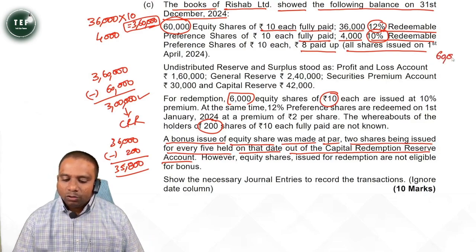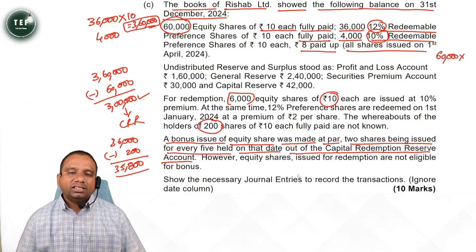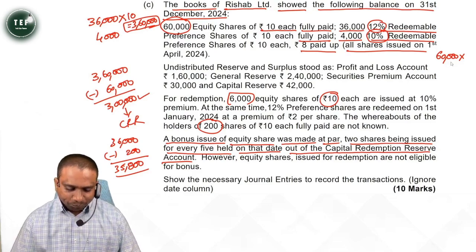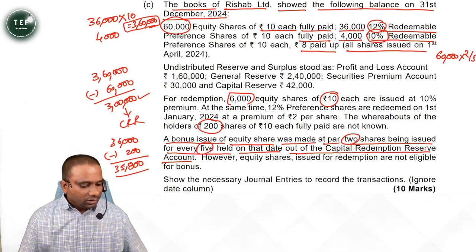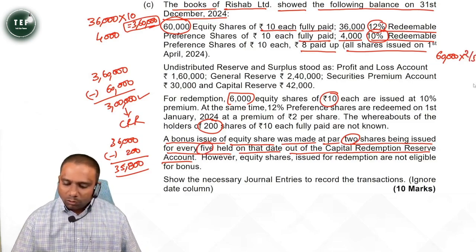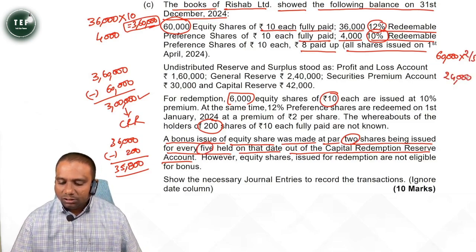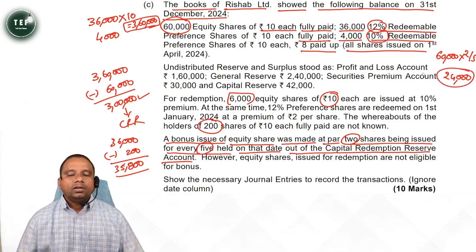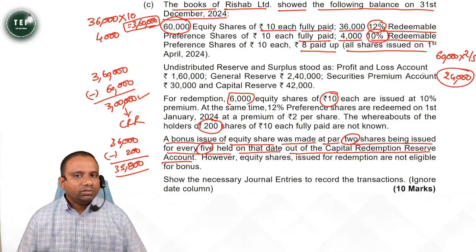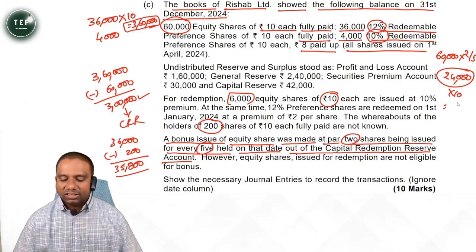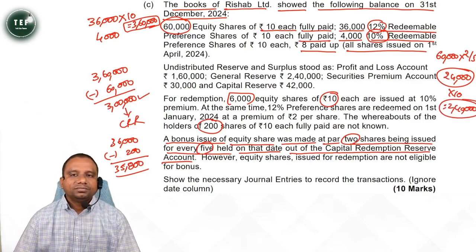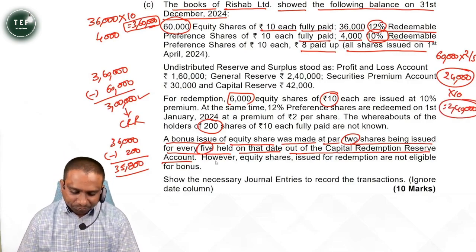Simple. Number of existing shares are 60,000 into what is the bonus share ratio? 2 is to 5, means 2 by 5. 30,000 into 2 by 5. In total 24,000 bonus shares we issue. So for that, how much amount do we need? 10 rupees each share, so 2,40,000 rupees bonus we need. Is it clear, students? Next one.